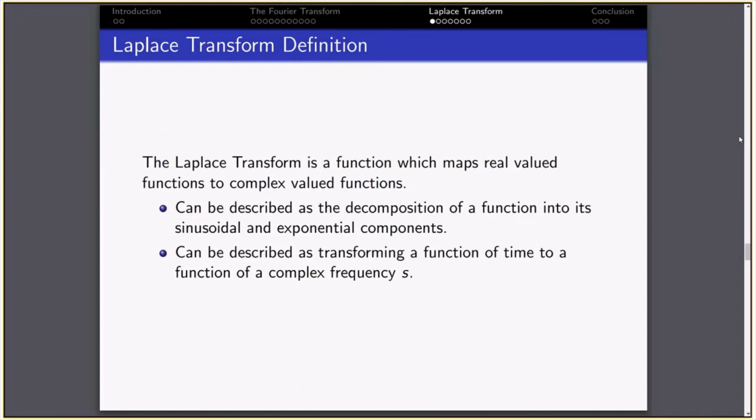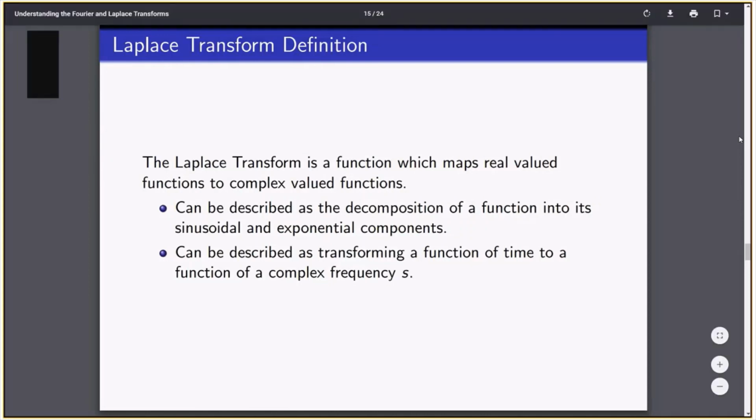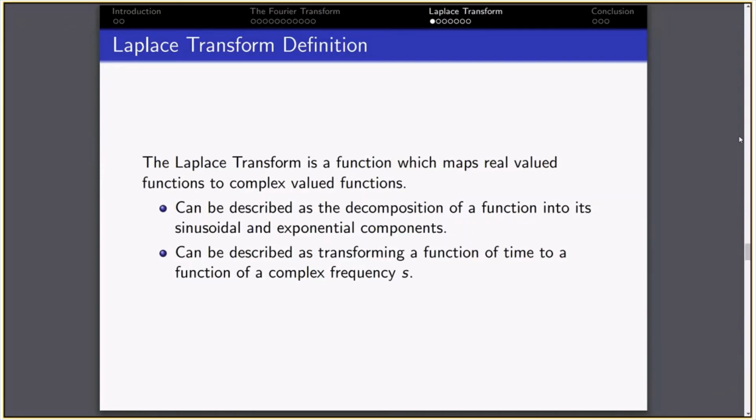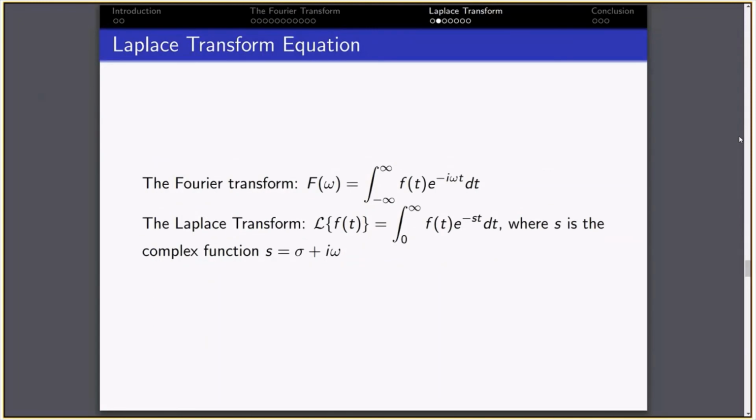So the second type of transform that we'll be focusing on for this particular presentation is the Laplace transform. It is defined as a function which maps real valued functions to complex valued functions, but it can be described in two other ways: as the decomposition of a function into its sinusoidal and exponential components, and transforming a function of time into a function of a complex frequency s. So as you may notice, the two are quite similar. The Fourier transform is denoted in contrast to the Laplace transform just below it.